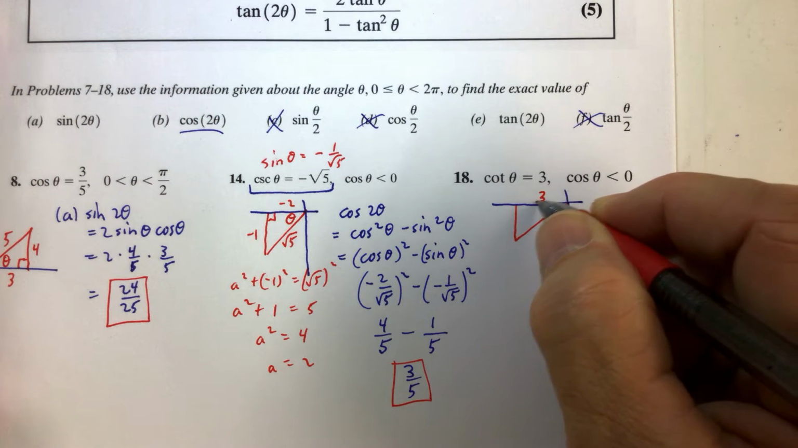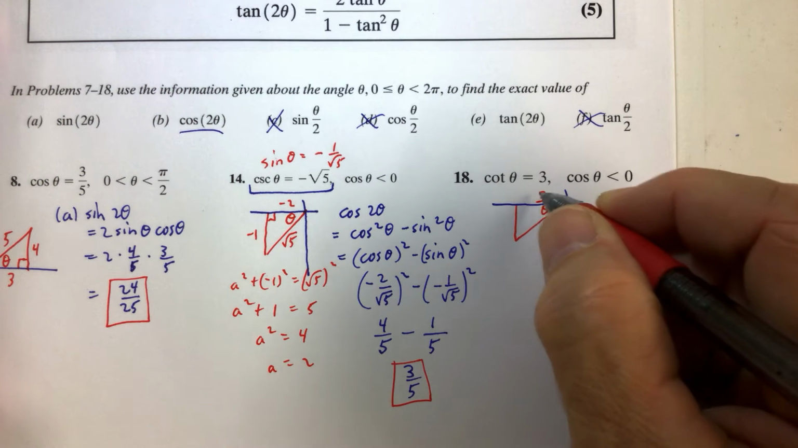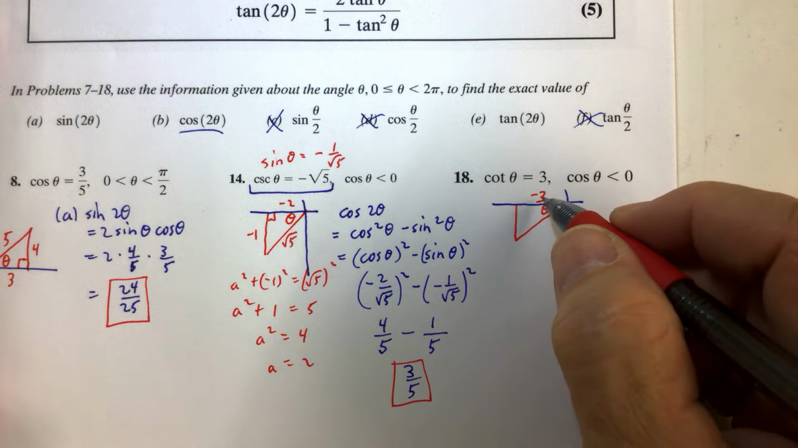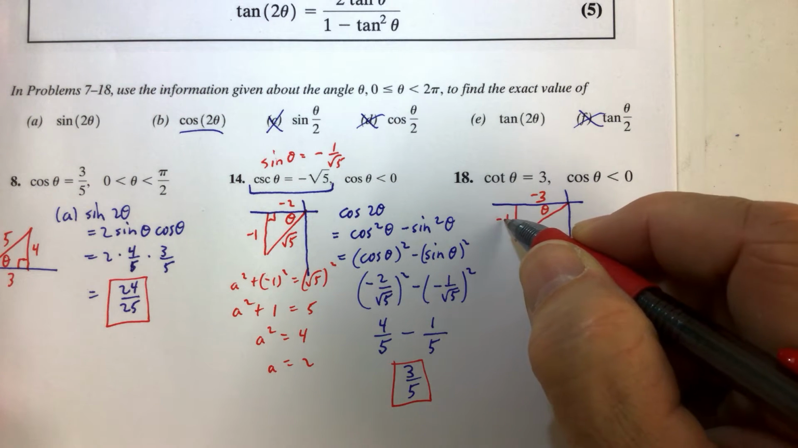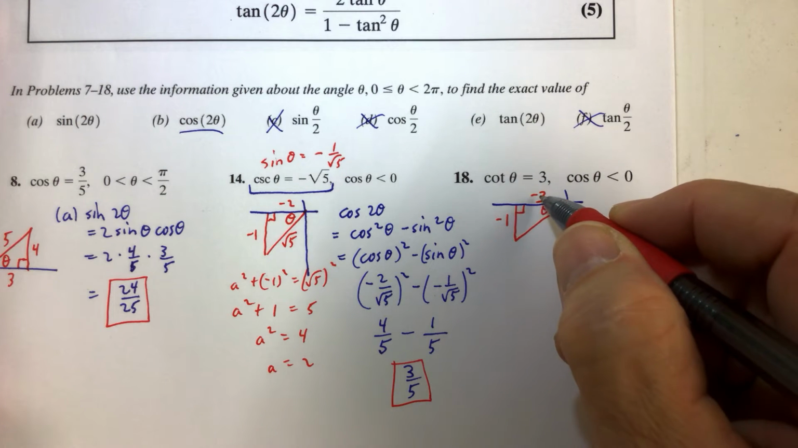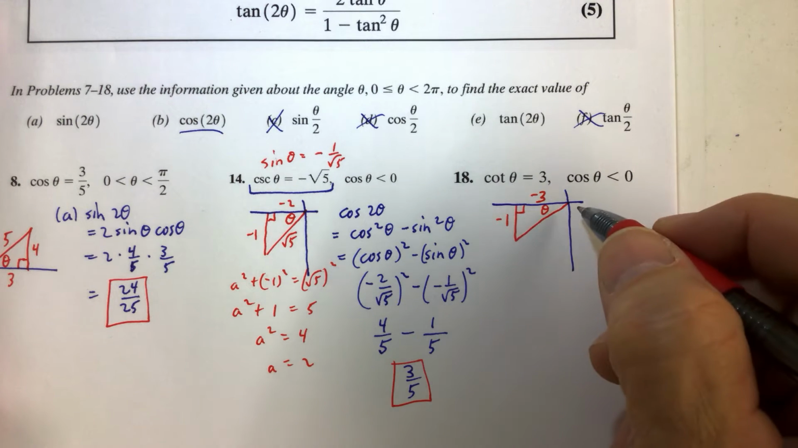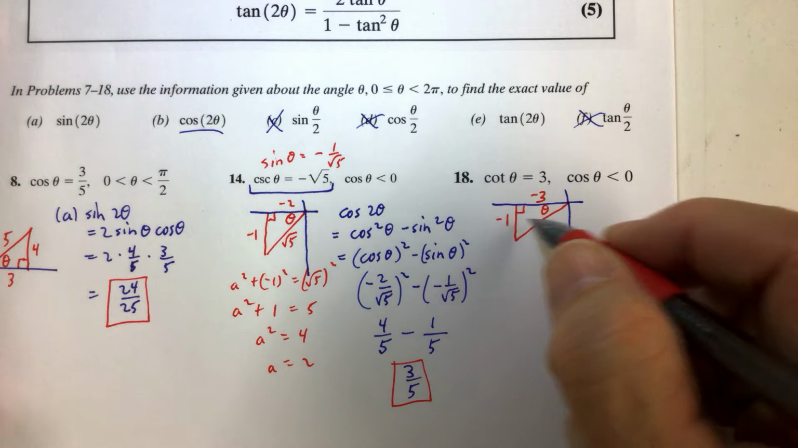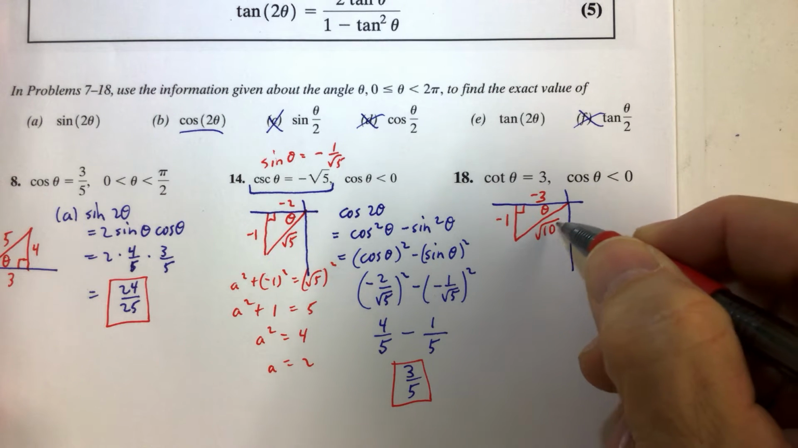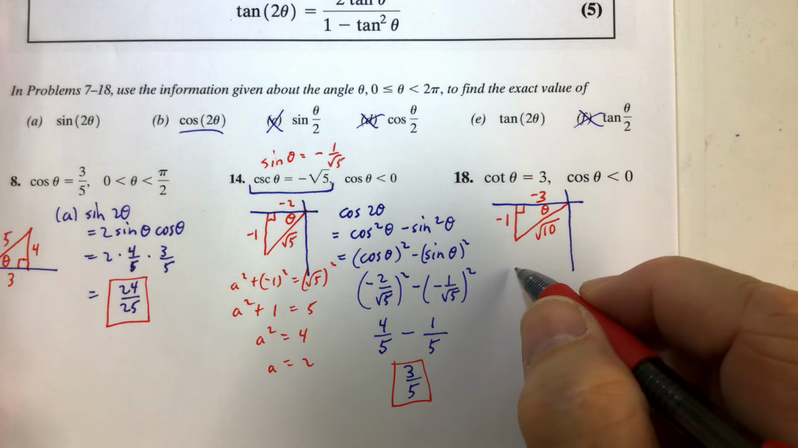The adjacent leg is 3, theta is there, label that -3. Opposite would be a 1. -3 over -1, adjacent over opposite, is going to give us +3. Then 3 squared is 9, plus 1 is 10. Hypotenuse has a length of 10.